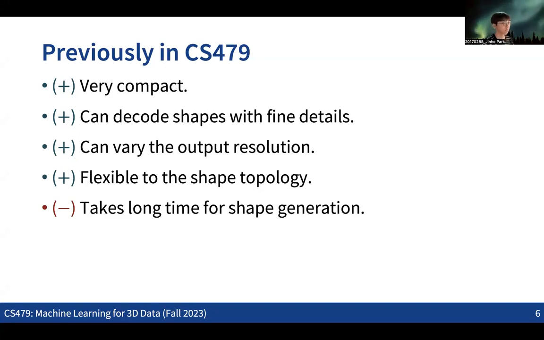Yeah, so especially in the case of the implicit decoder, the good thing was that we can easily vary and also increase the resolution of the output. That was really good. And also there was no limitation in terms of the topology of the shapes, so we could decode very complex shapes with lots of holes and gaps. The only downside was that we are predicting per-point values.